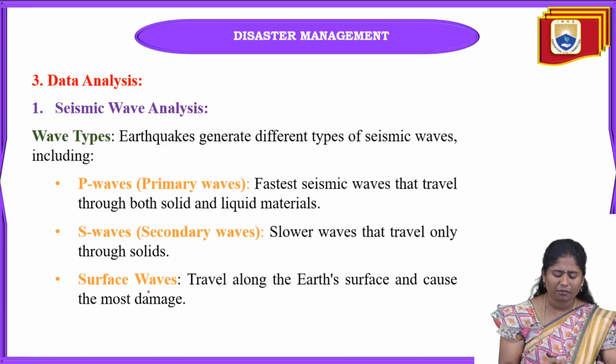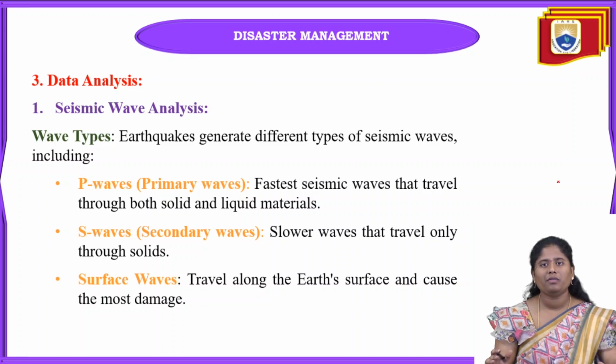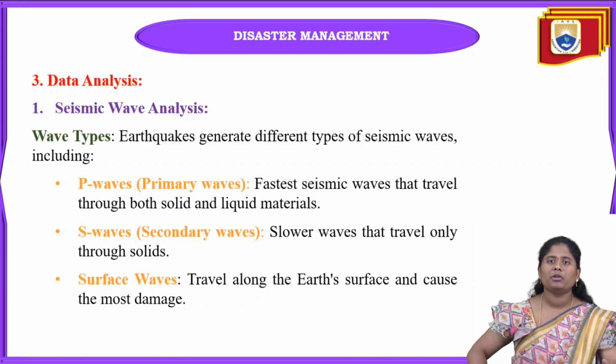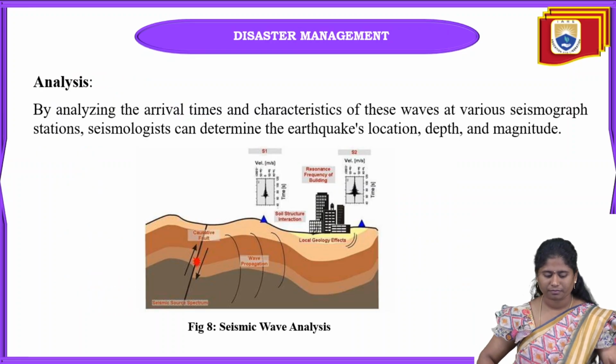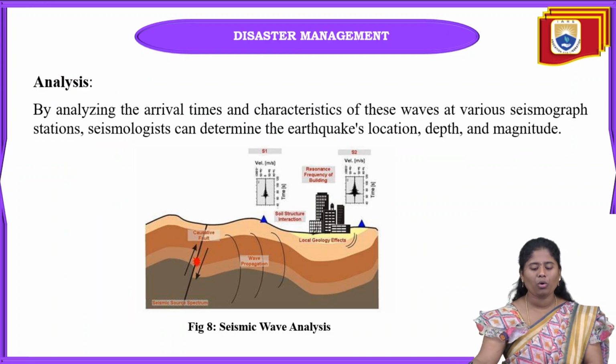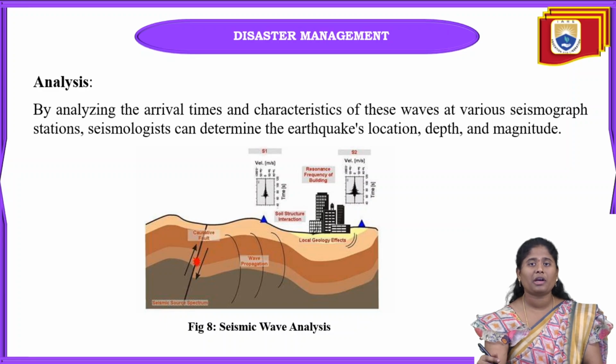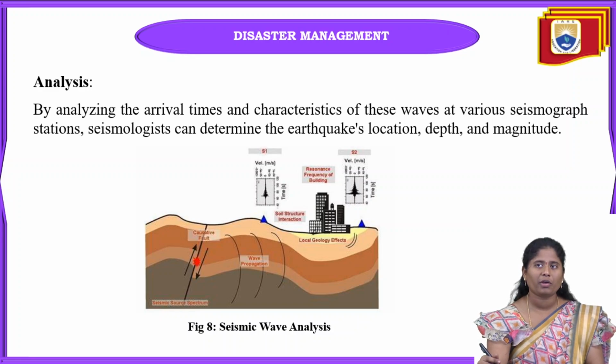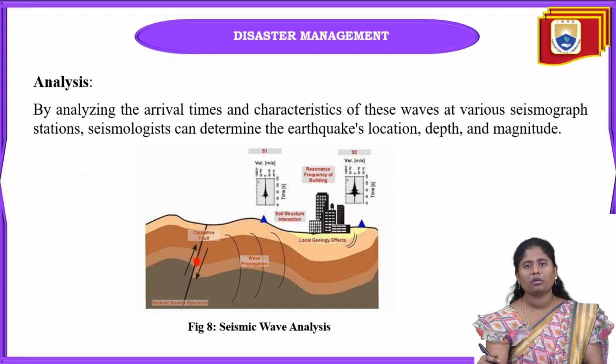The last one is surface waves. This type of wave travels along the earth surface, and it causes the most damage. And how do we analyze this? At various seismograph stations, the seismologist can determine the earthquake location, the depth of that earthquake, and the magnitude of that earthquake. Everything we come to know because of this seismic wave analysis.